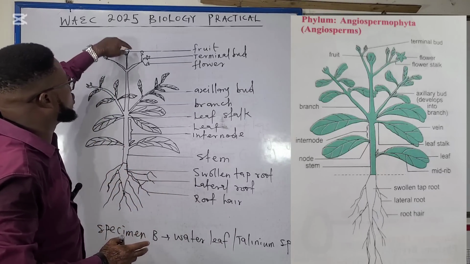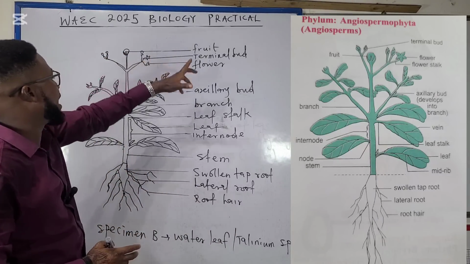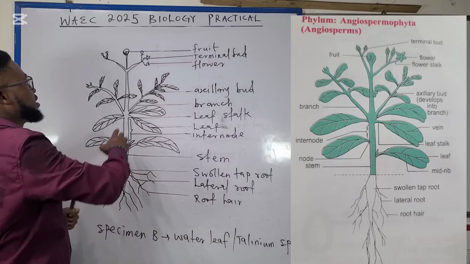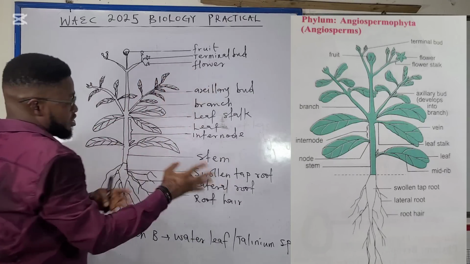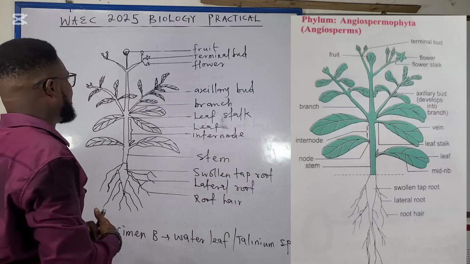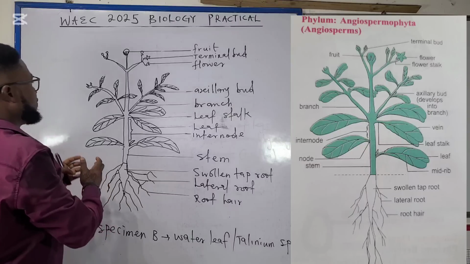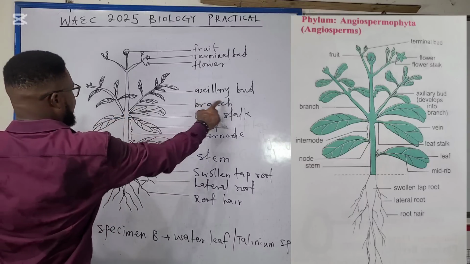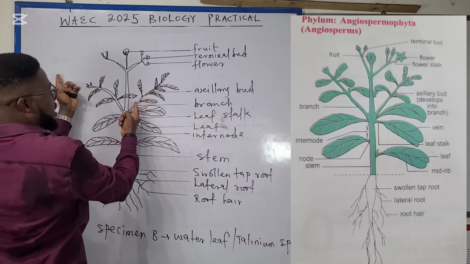Towards the end, this is the fruit. This is the terminal bud. At the end, you can see in the diagram on your screen. This is the flower. It bears flower. You can see the flower on the diagram on your screen when you talk about the leaf. This here is the branch. These are branches.